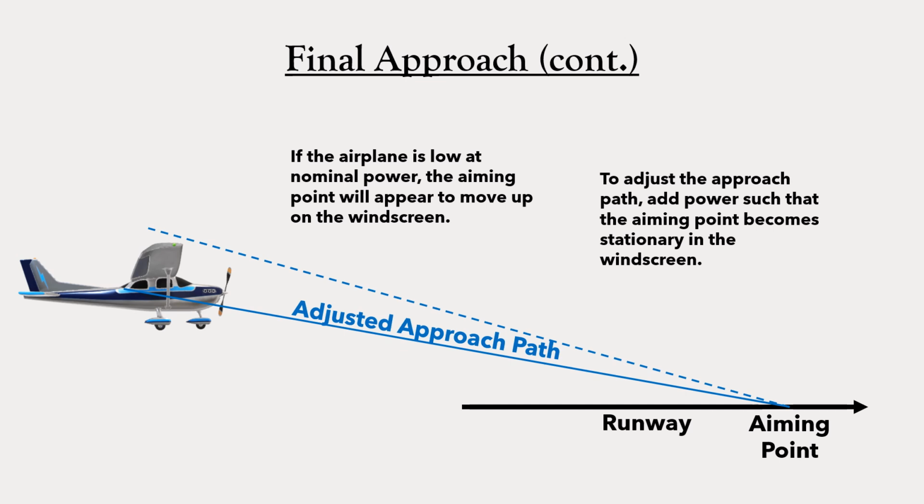Now, if you're very far out on final approach, it may be worthwhile to overcorrect a little bit and try to get back to that nominal approach path. If you're close in, it's better to just make a single correction and go straight to your aiming point.